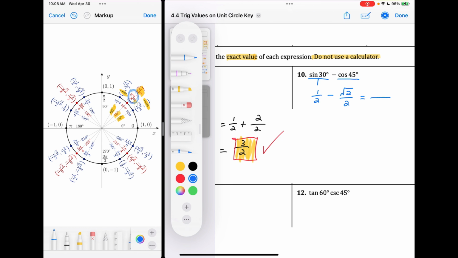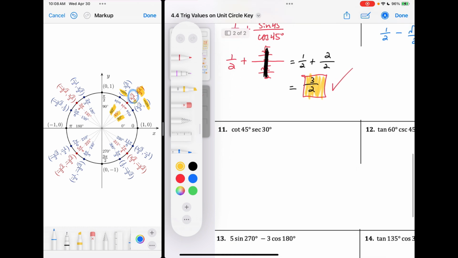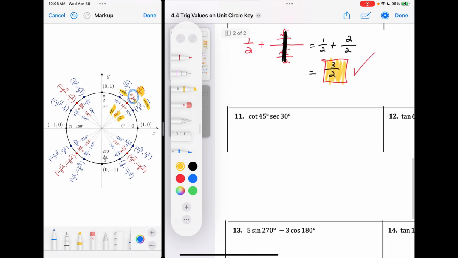Since everybody has the same denominator, you can leave my denominator alone. I will have a 1 minus square root 2, all over 2. And yes, indeed, this is the perfect answer. We do not need a calculator. What you see is what you got. All right, moving on.